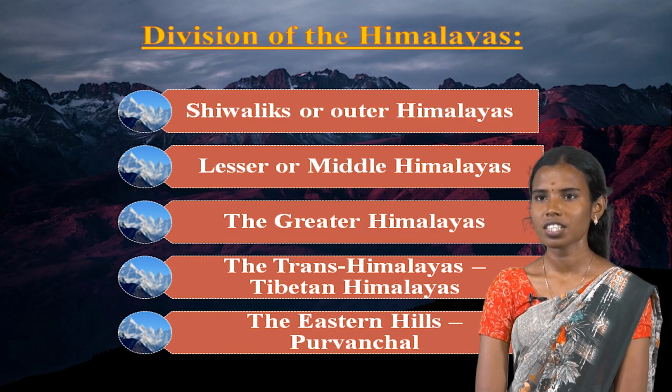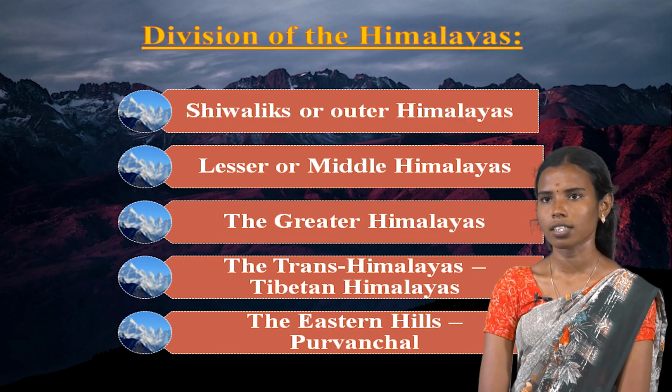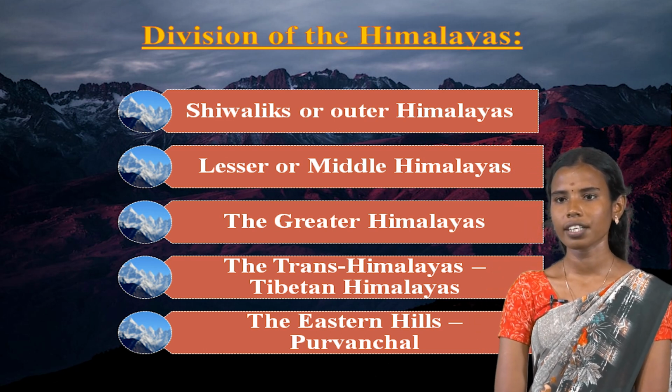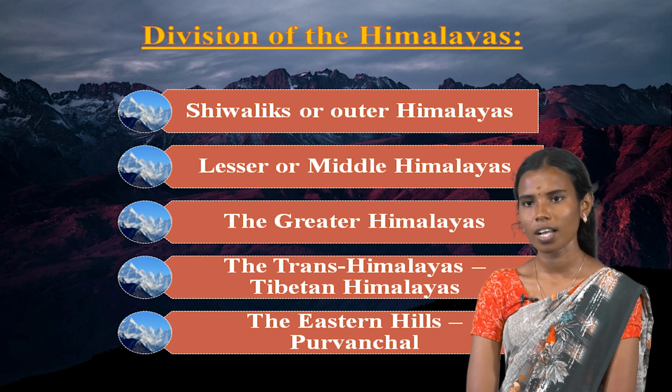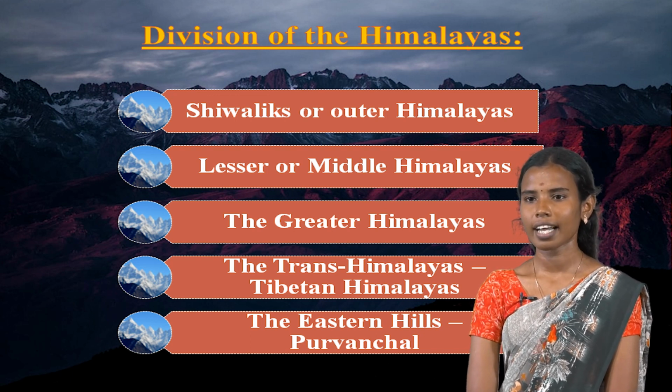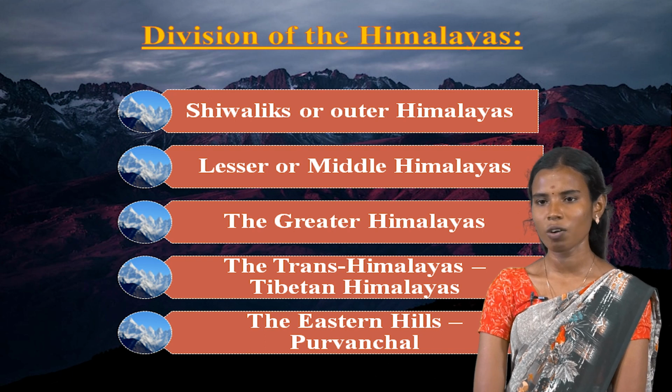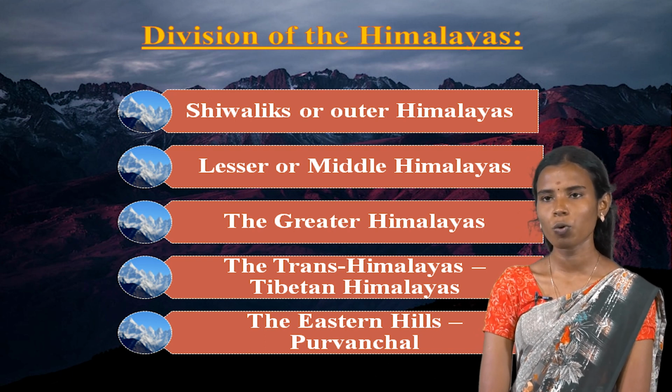Next one is the major divisions of the Himalayas. The Himalaya is divided into 5 different parts. First one is the Shivalik, second one is the Middle Himalaya, then the Great Himalayas, then the Trans or Tibetan Himalayas, then the final one is the Eastern Hills, that is Purvanchal.